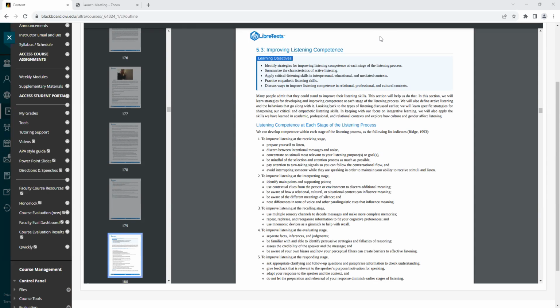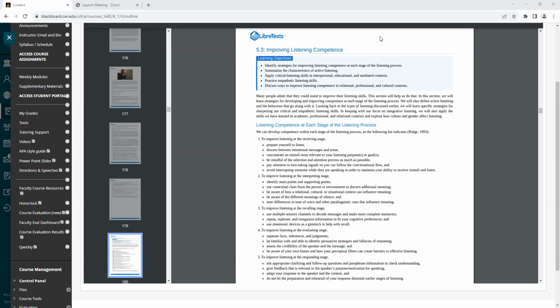Point three, improving listening competence. Learning objectives. Identify strategies for improving listening competence at each stage of the listening process. Summarize the characteristics of active listening. Apply critical listening skills in interpersonal, educational, and mediated contexts. Practice empathetic listening skills. Discuss ways to improve listening competence in relational, professional, and cultural contexts.